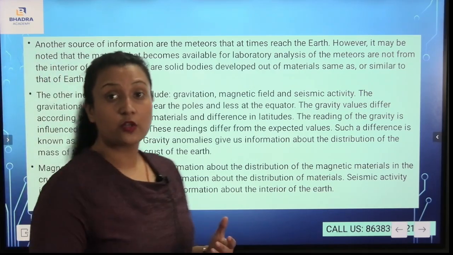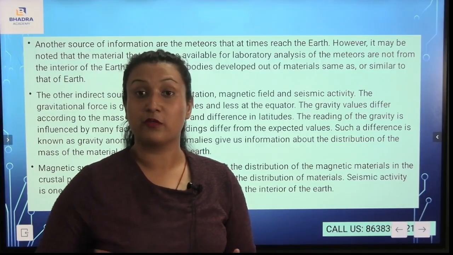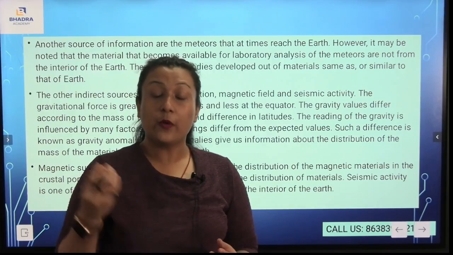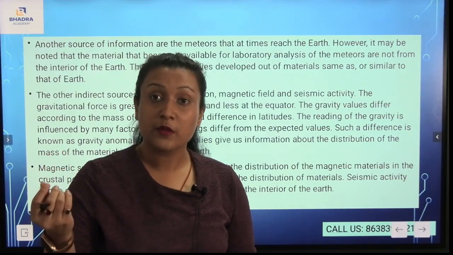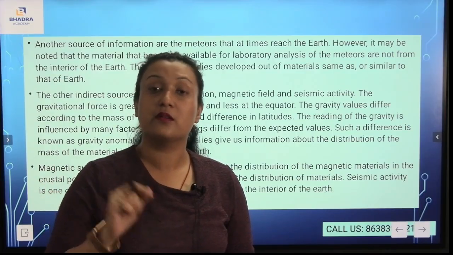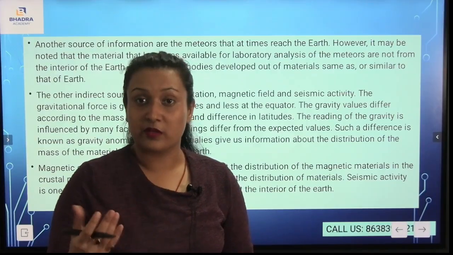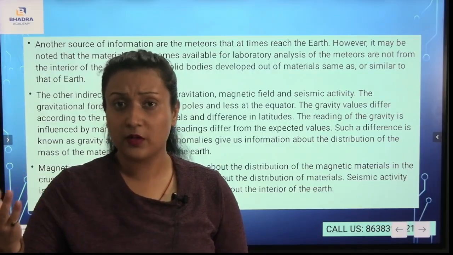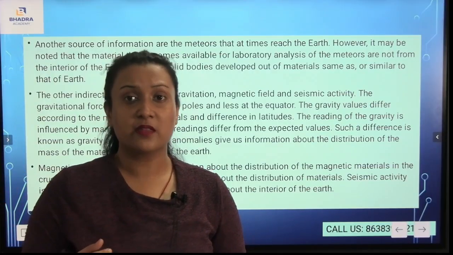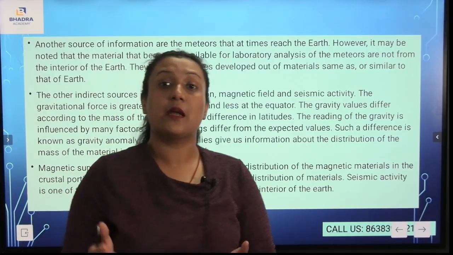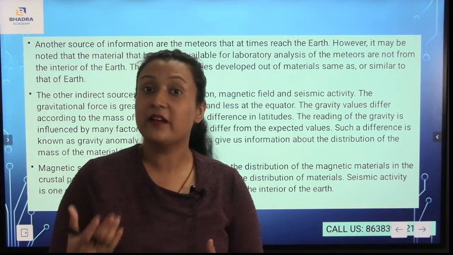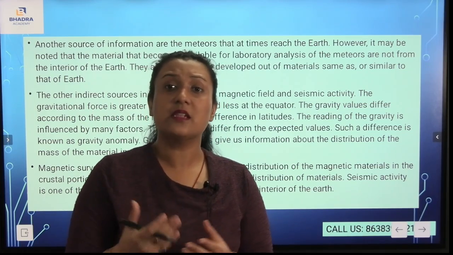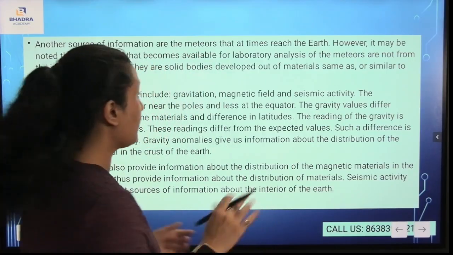Another indirect source of information about the earth is the meteors. You have heard about meteor showers. When the material of the meteors falls on the surface of the earth, these are all related to the indirect sources. When some of these stones are found by scientists, they are given for laboratory analysis to find out about the planet Earth. Though they are related to some parts of the Earth, they are still known as indirect sources of our planet.